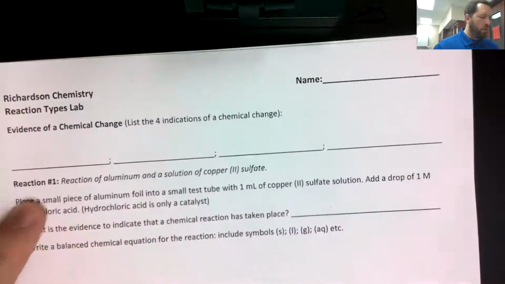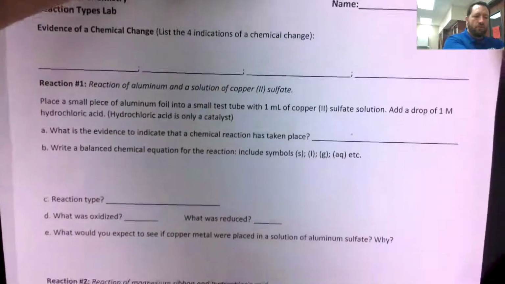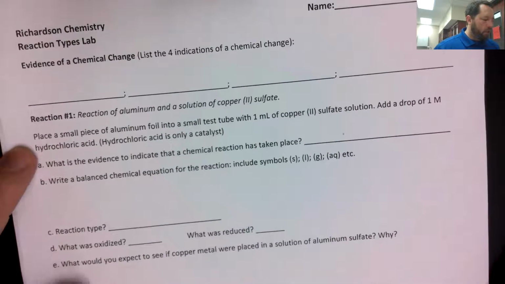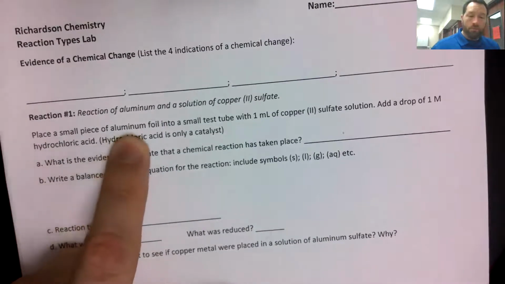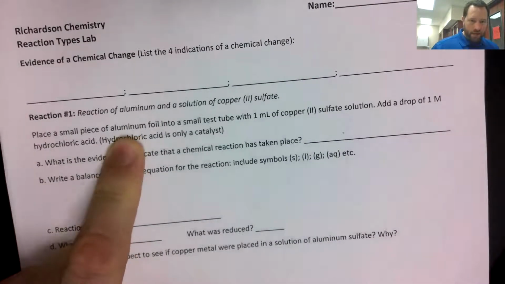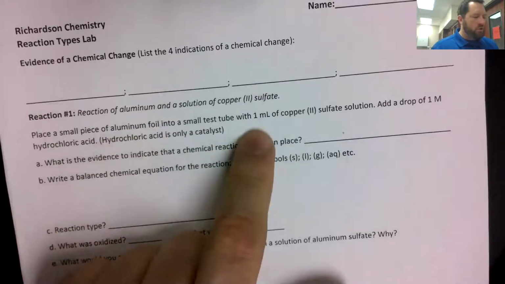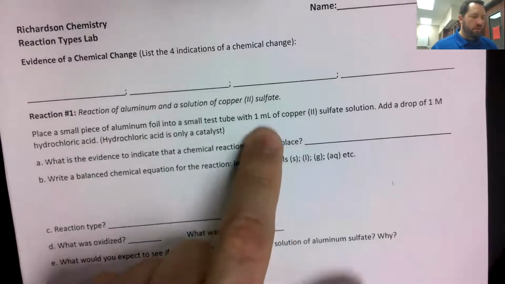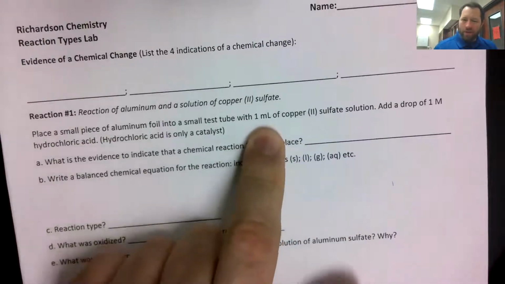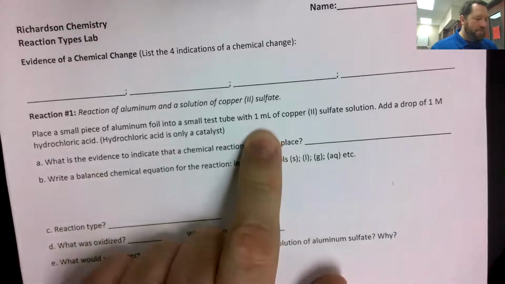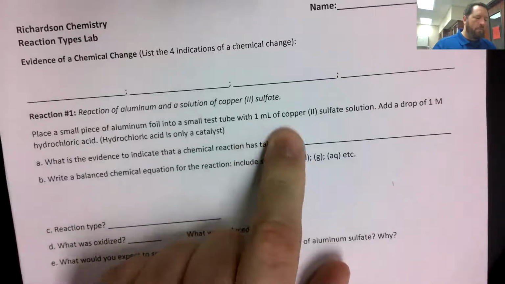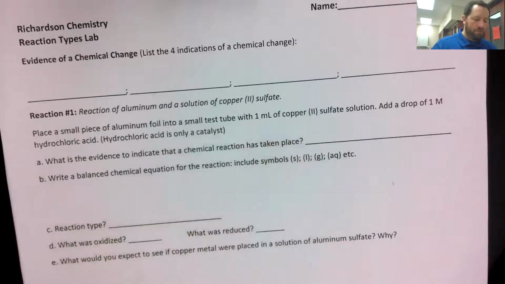And now we are ready for reaction number 1. You'll notice there's a couple of things you have to do for each reaction. In just a minute, I'm going to place a piece of aluminum foil, so that's elemental aluminum, just Al, plain old Al, into a test tube with copper 2 sulfate. We don't have to worry too much about the volumes here. We're not doing a quantitative lab today, just more of a qualitative lab. So I don't care too much about the 1 milliliter, but I'm going to add copper 2 sulfate.